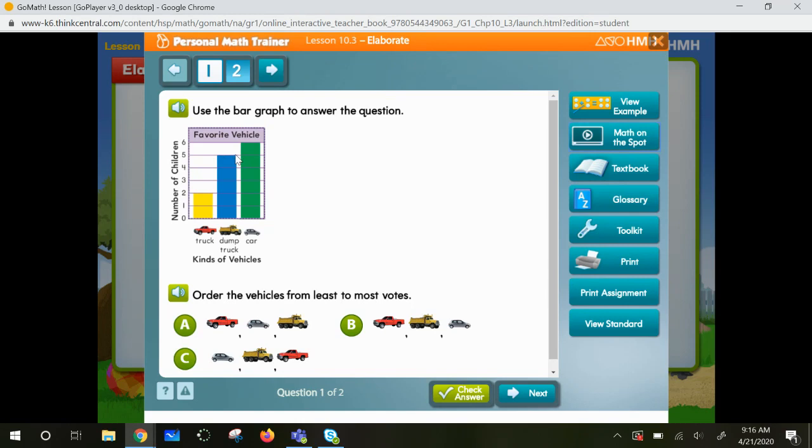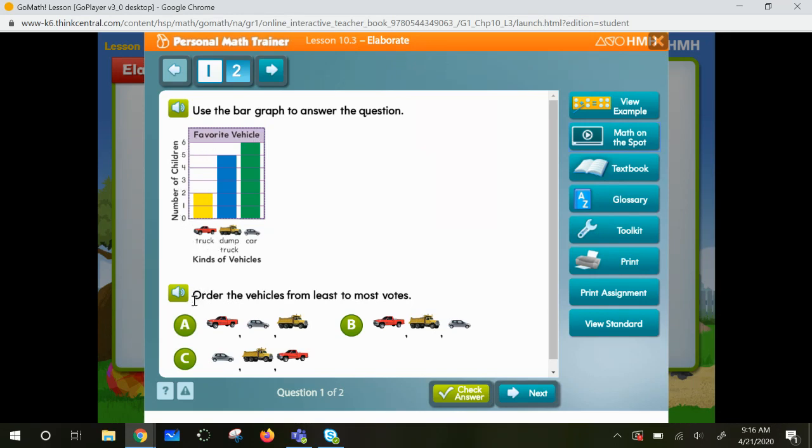We come up to this line. That's where the line ends, the bar. Come all the way over, 5. 5 children chose dump truck as their favorite vehicle. And the truck, 2. Come over here. 2 children chose truck as their favorite vehicle.